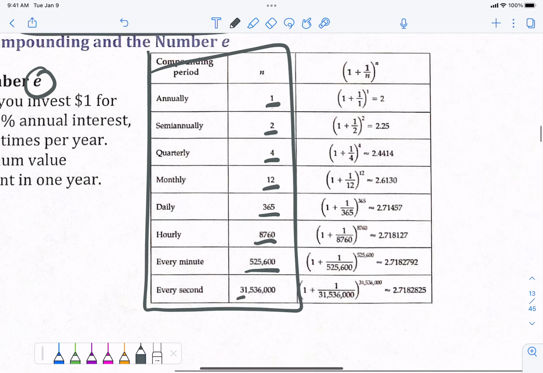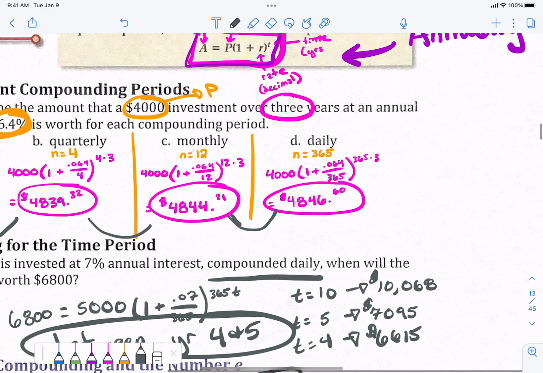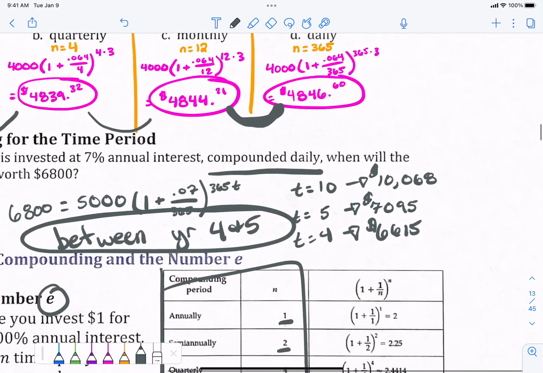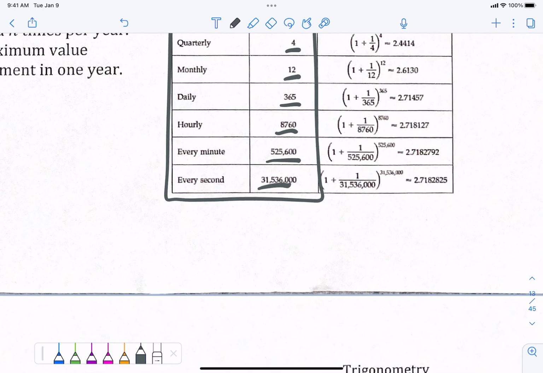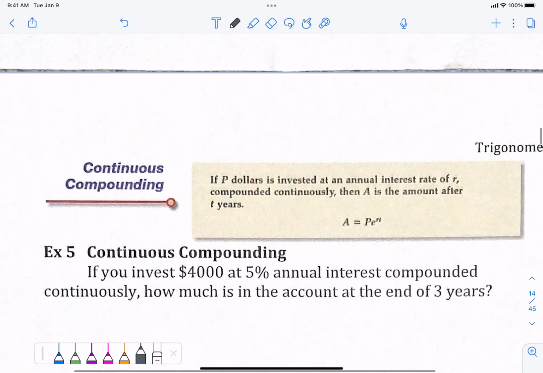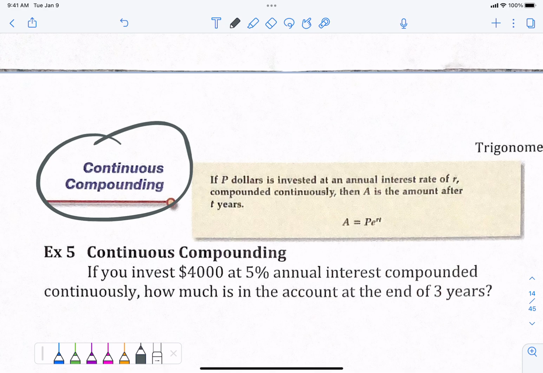Every minute, every second, you're going to use this number for your N. So that's your little chart right there. Now, we talked about how the more we compound, the less it jumps. From here to here is only like a $2 jump. Eventually, we get to a point where every second, every minute is not going to give us too much of a difference. So what we do instead is something called continuous compounding, which is at the top of the second page.